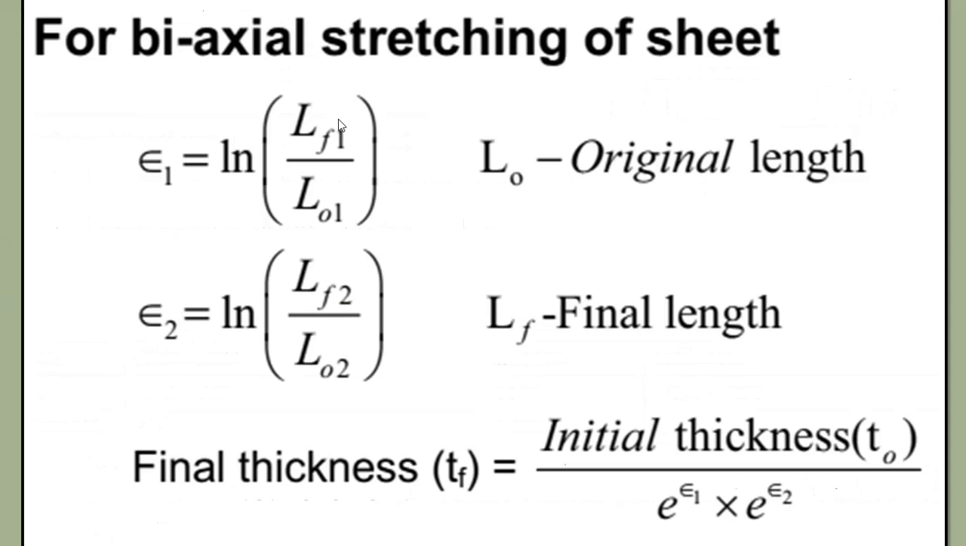So now biaxial stretching of sheet. Epsilon 1 is equal to integration of dL F1 divided by L01, and epsilon 2 is equal to integration of dL F2 divided by L02. L0 is equal to original length, LF is equal to final length. So final thickness TF is equal to initial thickness T0 divided by e raised to epsilon 1 into e raised to epsilon 2. For details of this formula, you can refer to my online lectures on this subject.